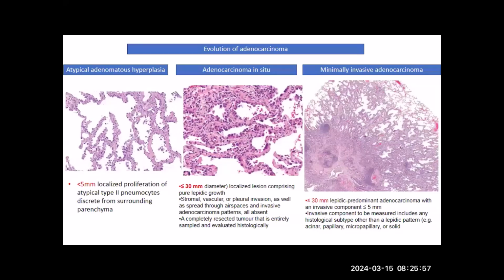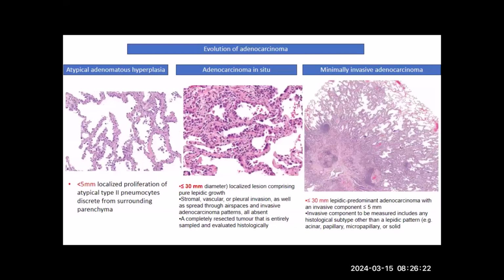Now coming to pre-invasive lesions. First we'll discuss the epithelial tumors, followed by some neuroendocrine and mesenchymal tumors. Pre-invasive lesions are basically a spectrum, starting from an atypical adenomatous hyperplasia.